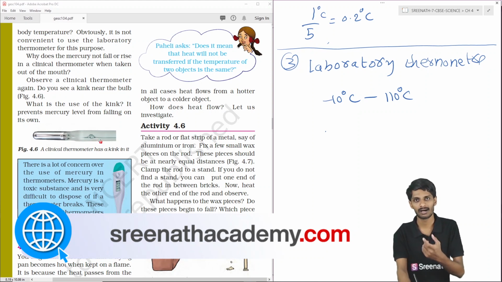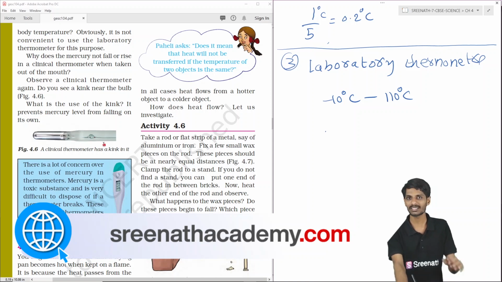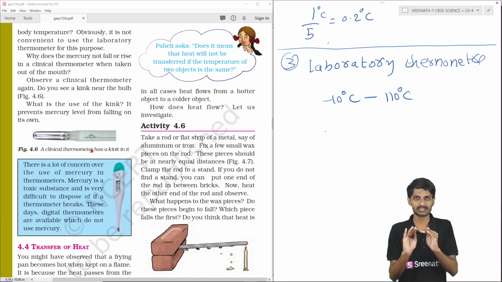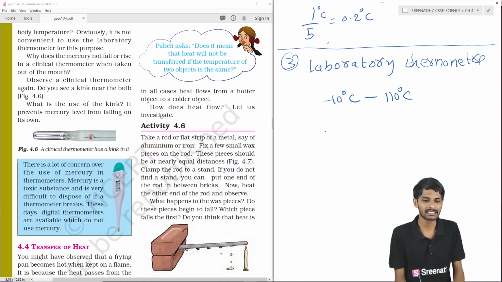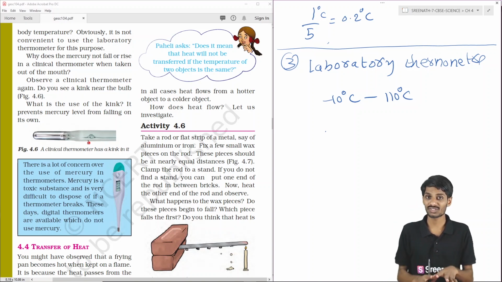Actually in the laboratory thermometer it is falling, but in the clinical thermometer it is not falling. What is opposing it, or what is stopping it from falling? That is the kink in it. So this stops it from falling, so that we can measure the temperature, students.